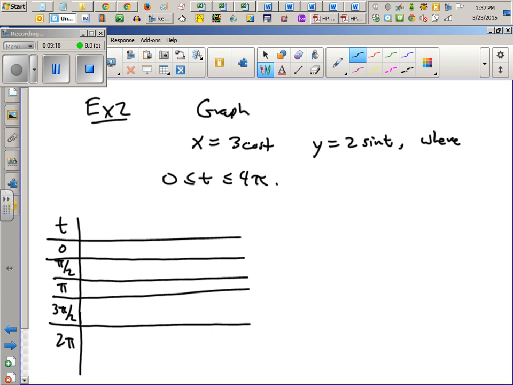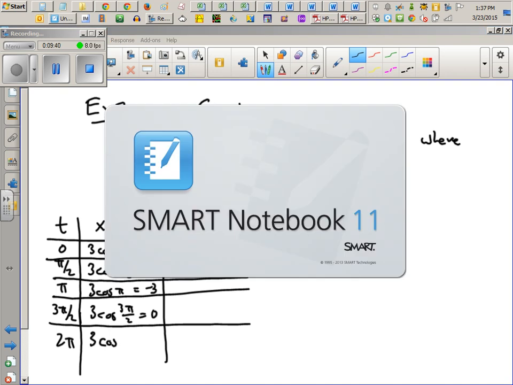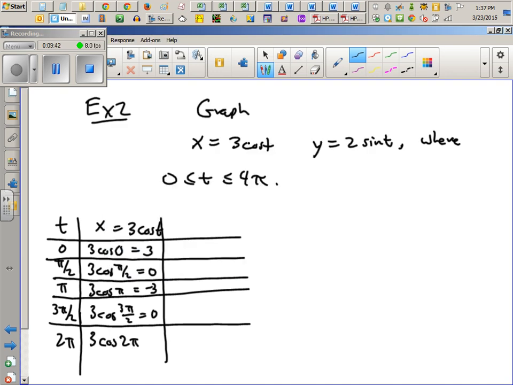Okay, so I like to do the x column first. I did that on the last problem too. To get x, you're supposed to do cosine t and then triple it. So what is 3 cos 0? It's just 3. What's 3 cos pi over 2? It's 0. What's 3 cos pi? It's negative 3. What's 3 cos 3 pi over 2? It's 0. What's 3 cos 2 pi? It's 3.